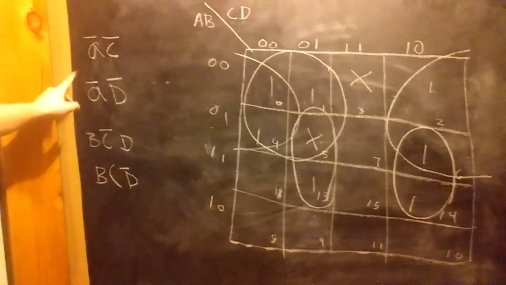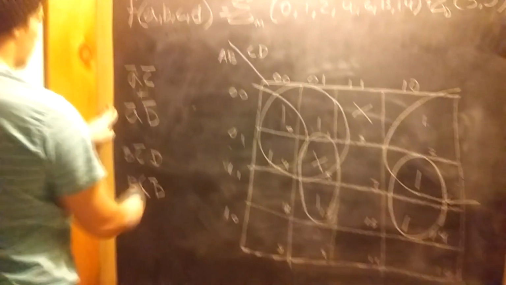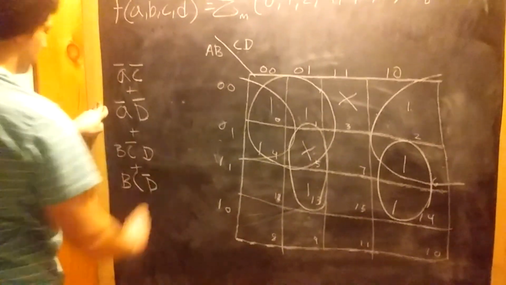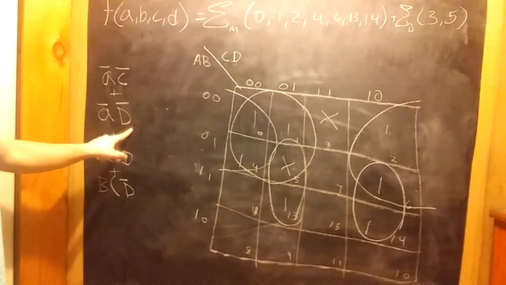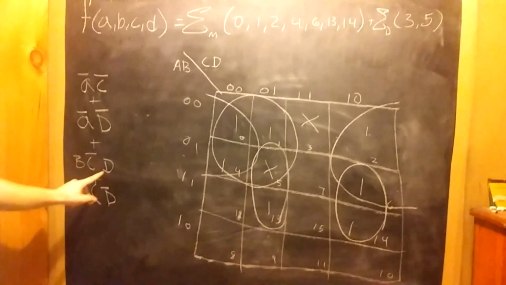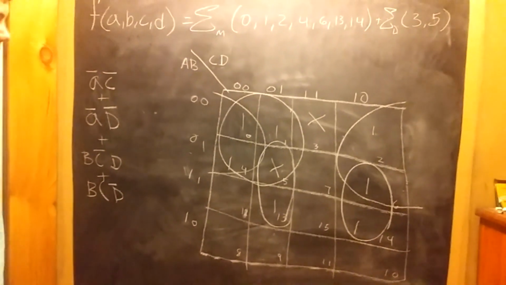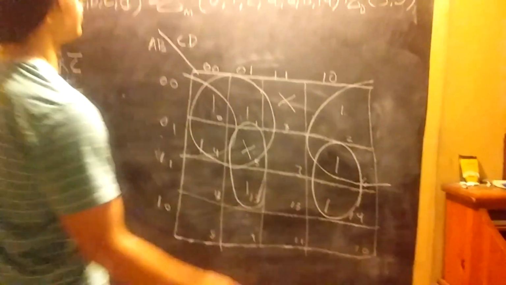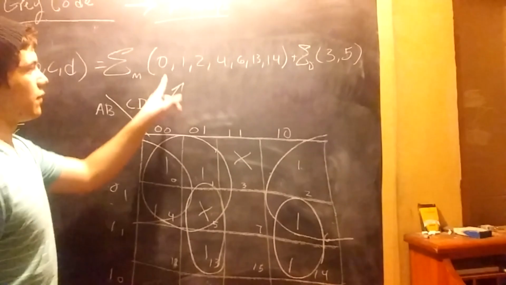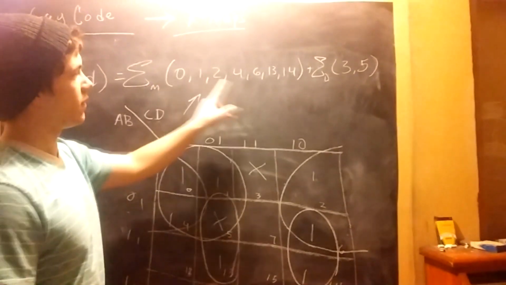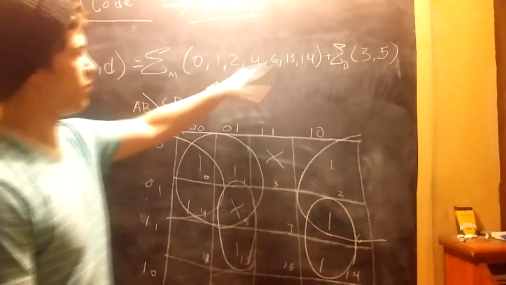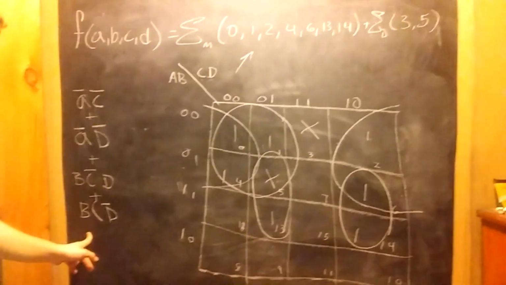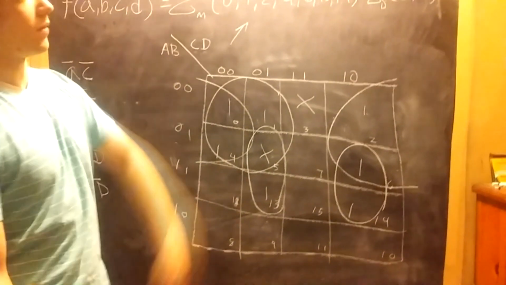So now if we take all these terms and add them together, we get A bar C bar plus A bar D bar plus B C bar D plus B C D bar. And that's the simplified expression from this. Whereas this you could implement with a decoder, just with the outputs of the decoder going to the output of the total thing. You just OR those together. But this is a simpler expression than a decoder that's 4 bits long and has 16 outputs.